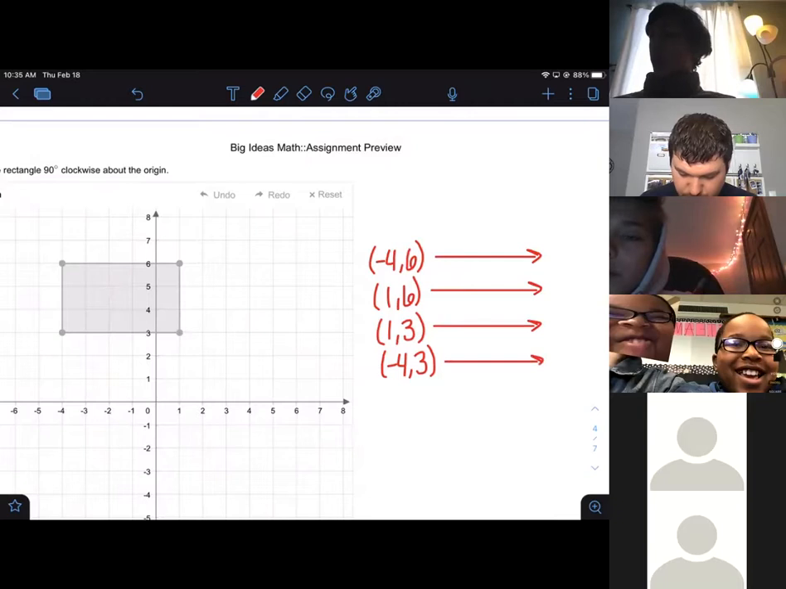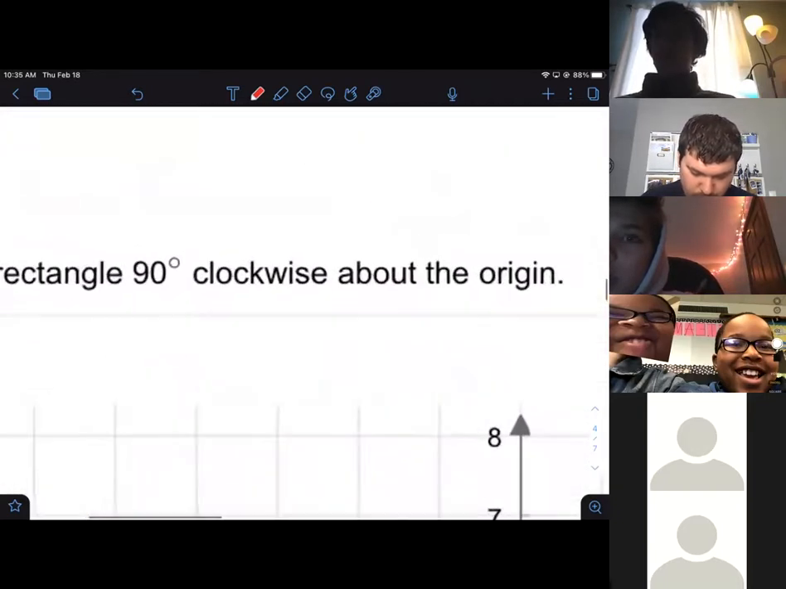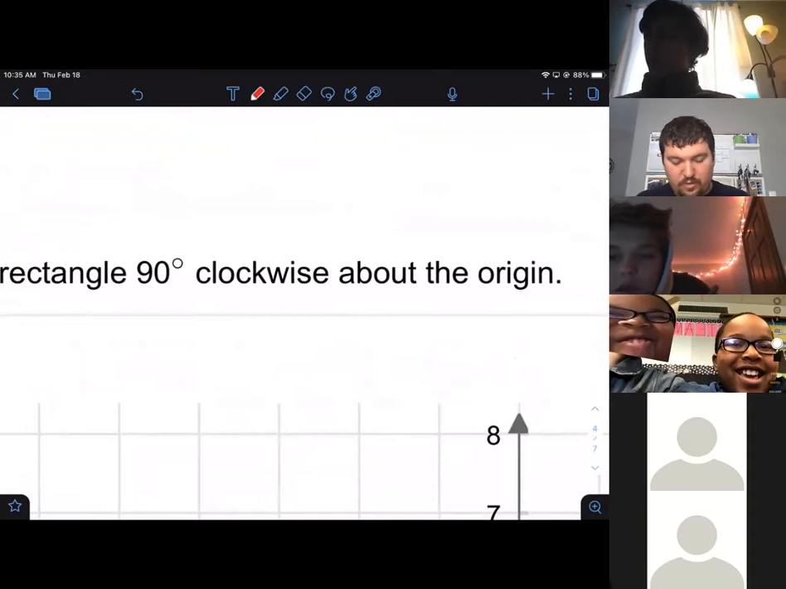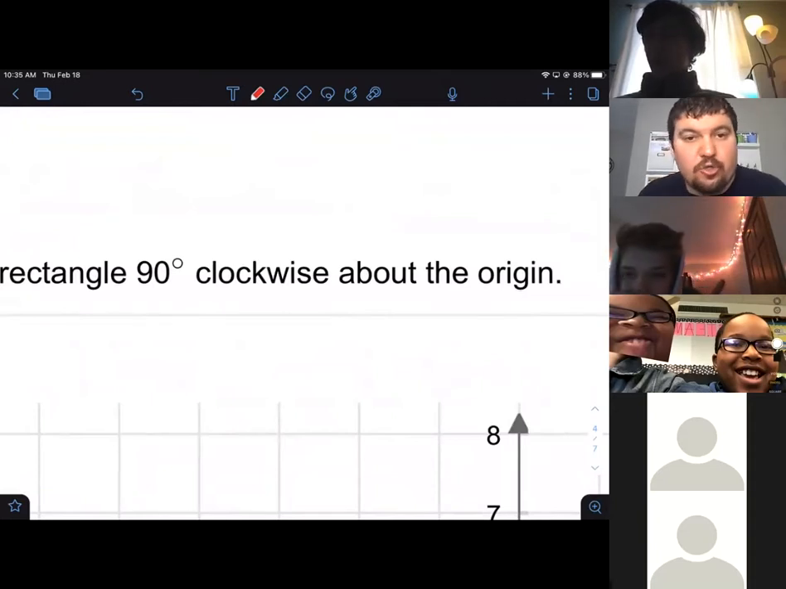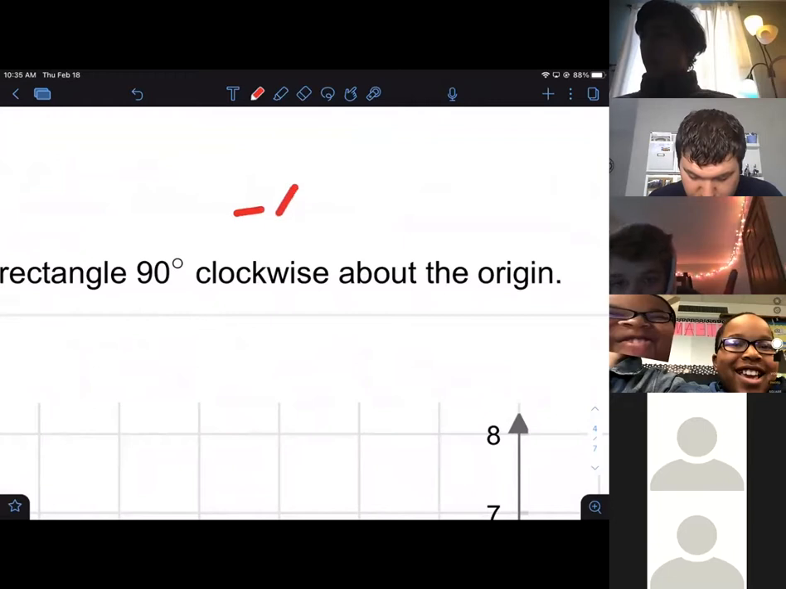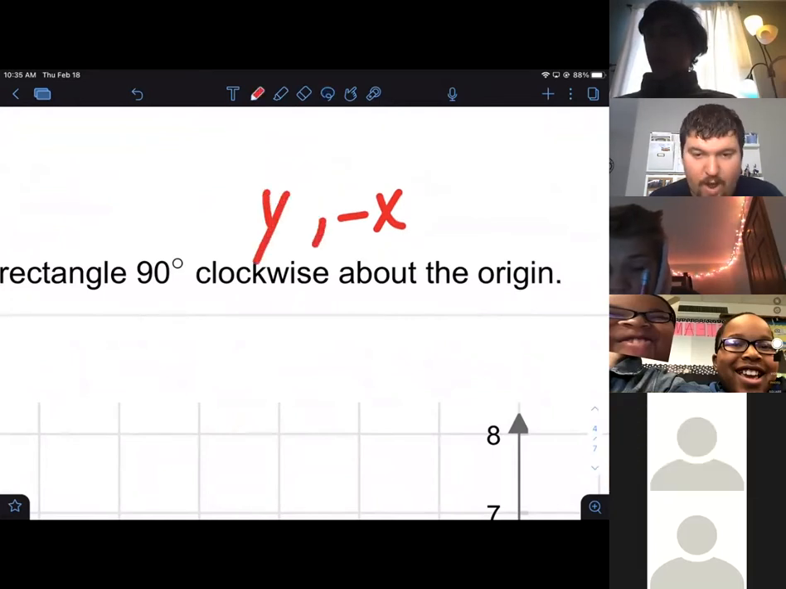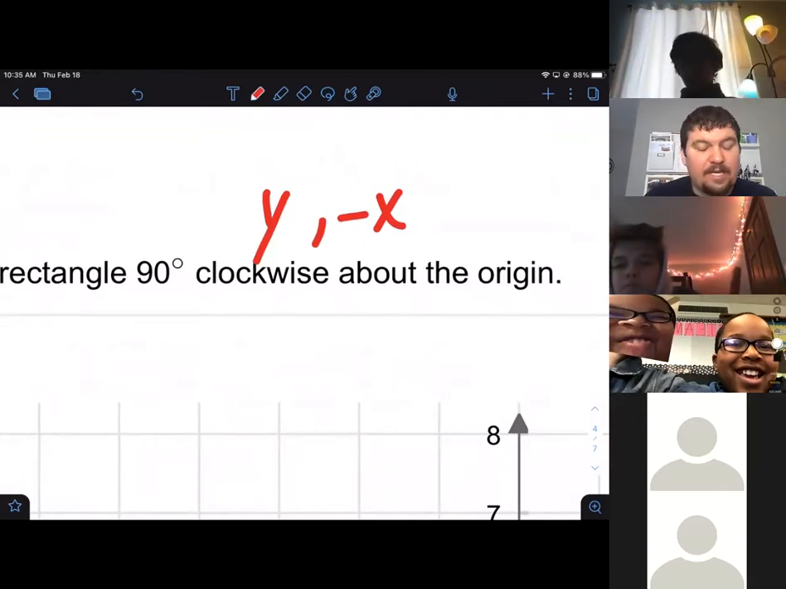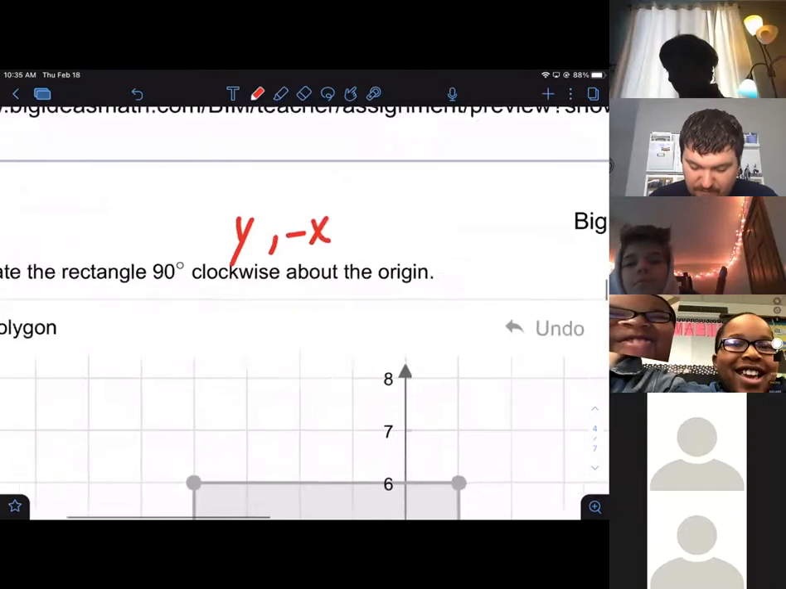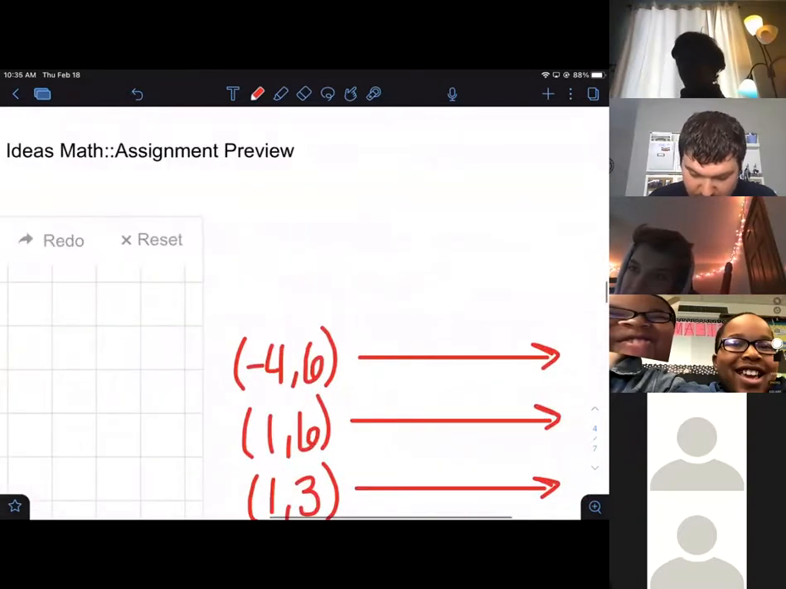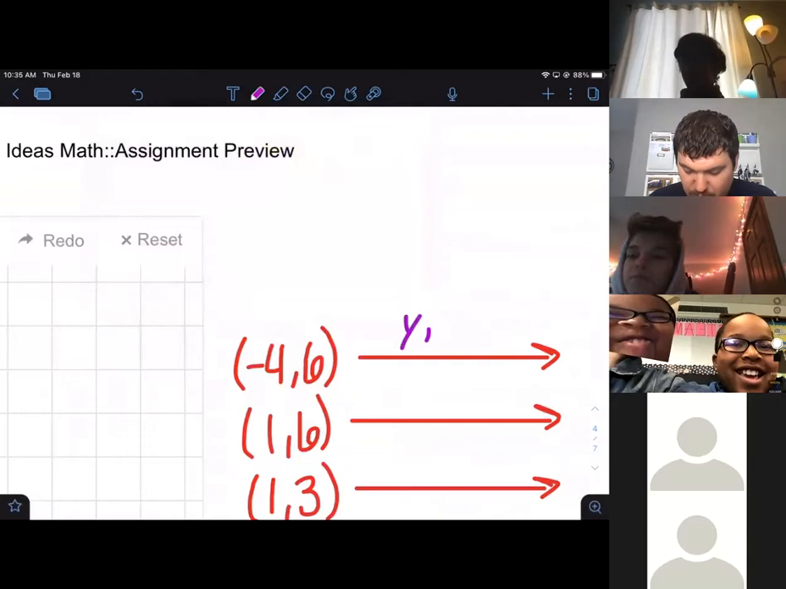Would it be y, -x? So when you rotate 90 degrees clockwise, yes, you take the opposite of the x-coordinate and then you flip it, so that the y-coordinate goes where the x-coordinate was. So take the opposite of the x. If it's 90 degrees counterclockwise, you take the opposite of the y and then flip it. So yes, this is correct, Ashton: opposite of the x, and that's what we're going to write. Y, -x, because that shows that we have flipped it.